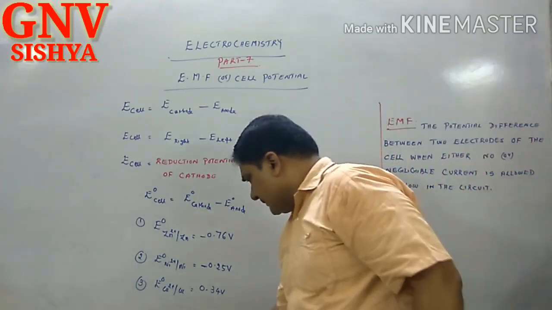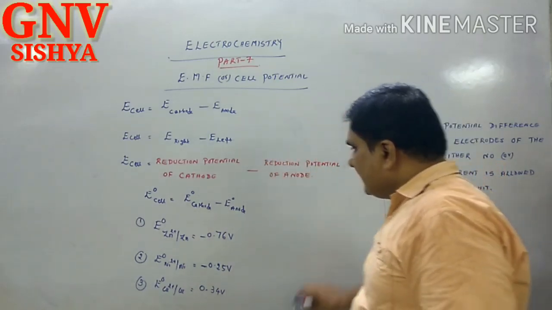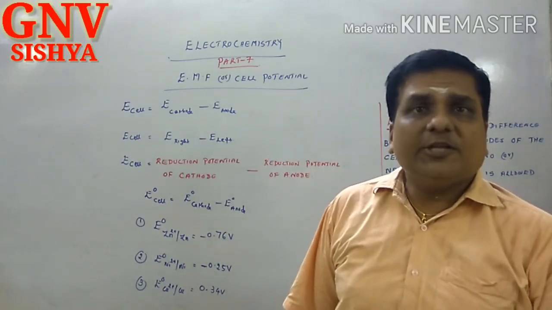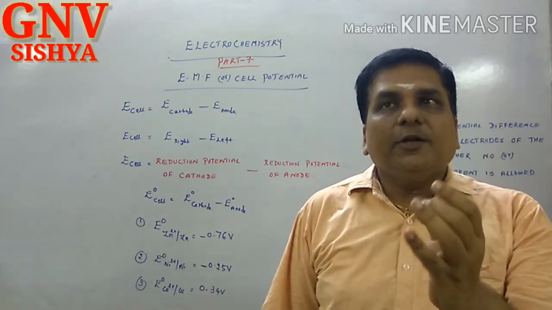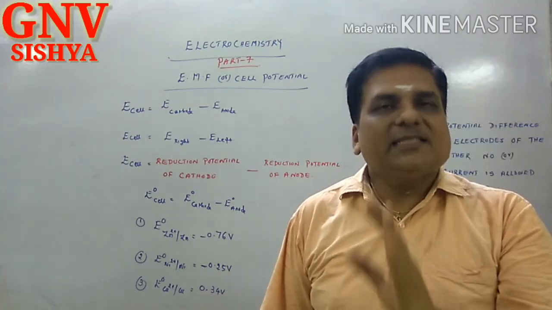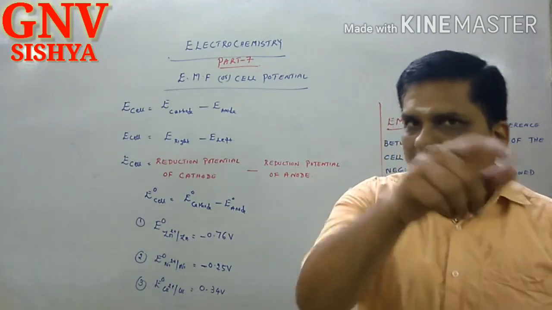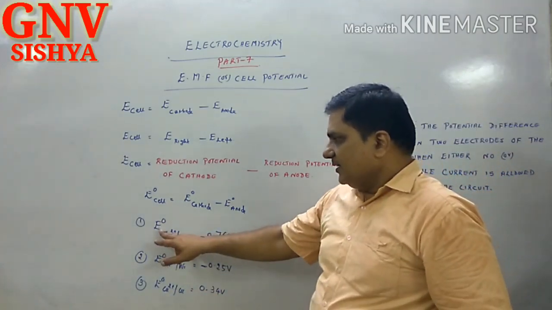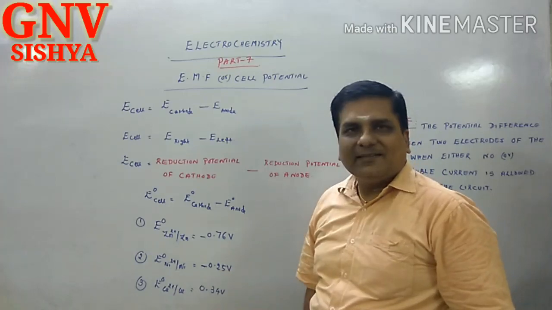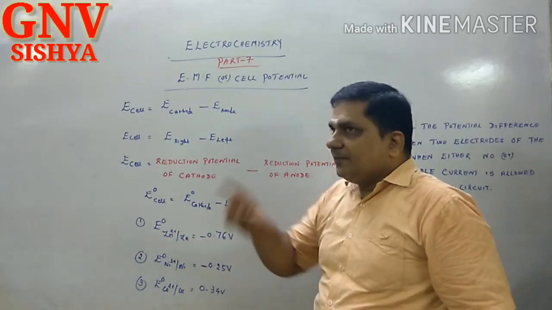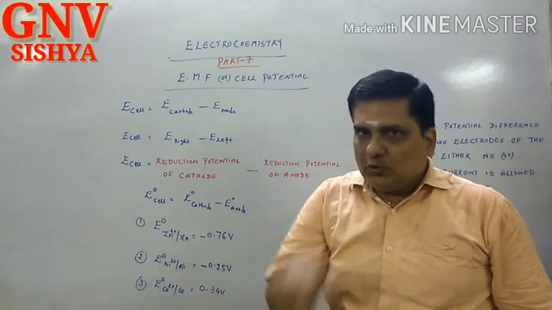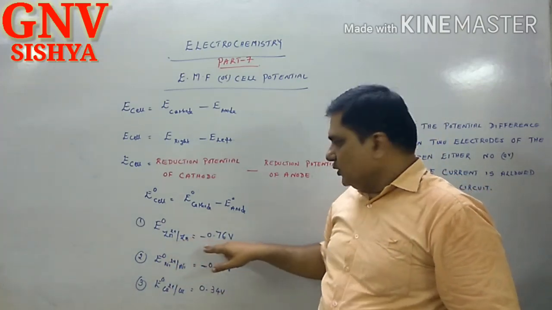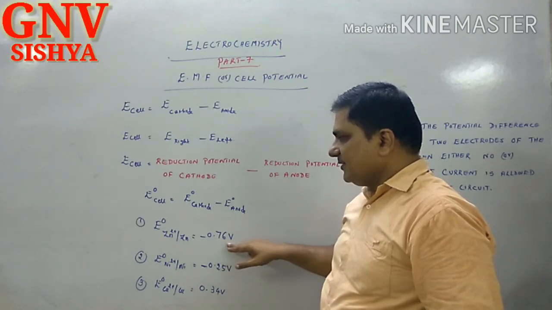What I would like to say now is the difference between reduction potential and oxidation potential for a particular metal. Numerical value will be same, sign will be different. That I am going to tell you now. E naught of Zn2+ / Zn, that is Zn2+ to Zn, reduction. So what is the value? Minus 0.76 volt.